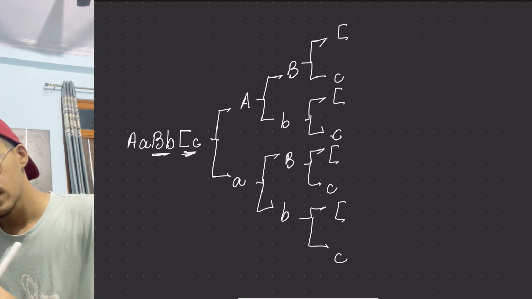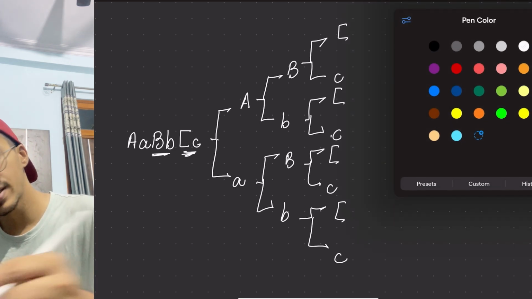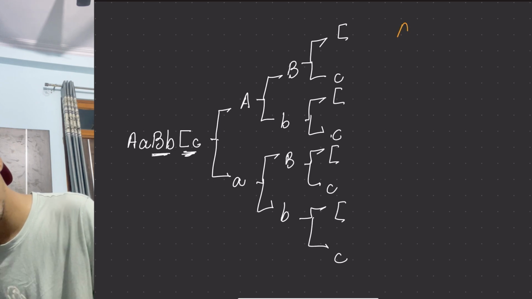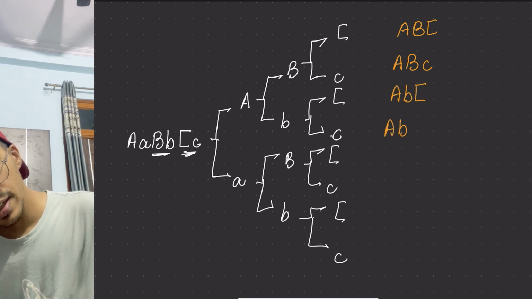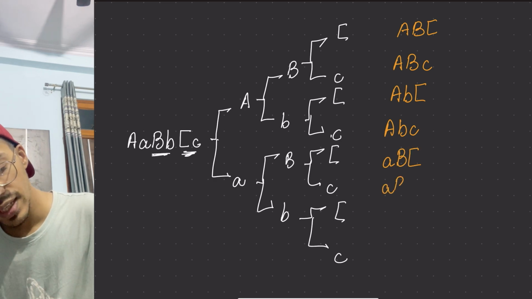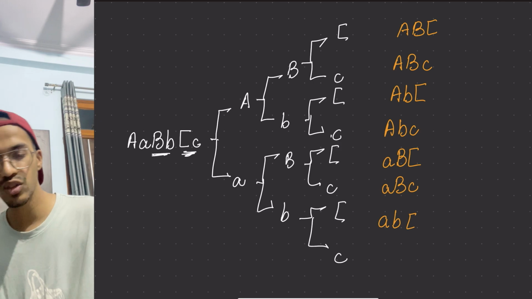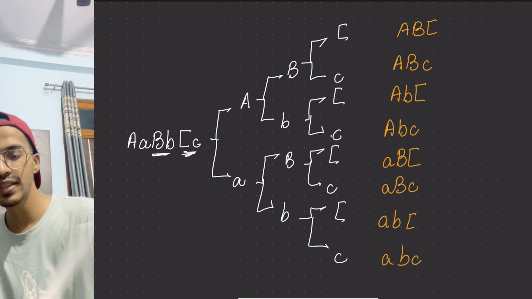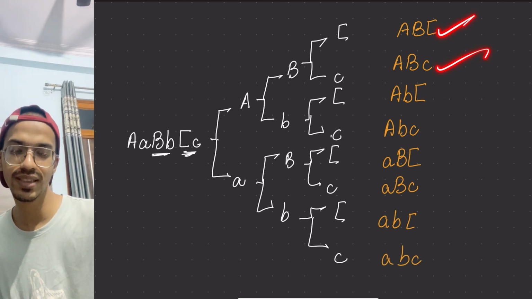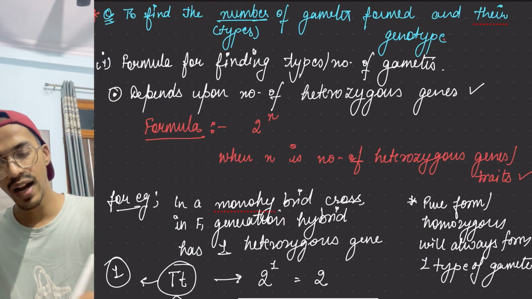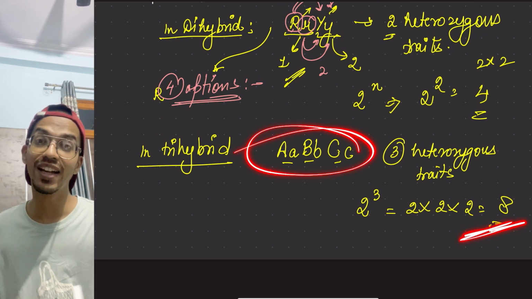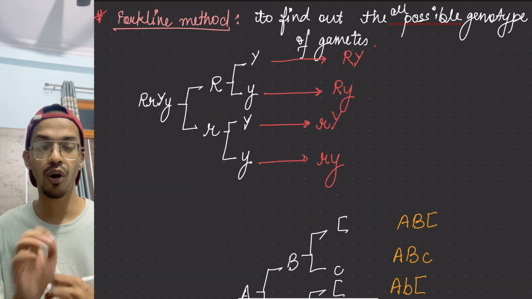So how many of them come? Let's see. There will be capital A, capital B, capital C; capital A, capital B, small c; capital A, small b, capital C; capital A, small b, small c. Then small a, capital B, capital C; small a, capital B, small c; small a, small b, capital C; small a, small b, small c. See how many of them are coming? 1, 2, 3, 4, 5, 6, 7, 8. In a tri-hybrid case, 8 will come. Done. So this is how you have to do it, the Forklin method.